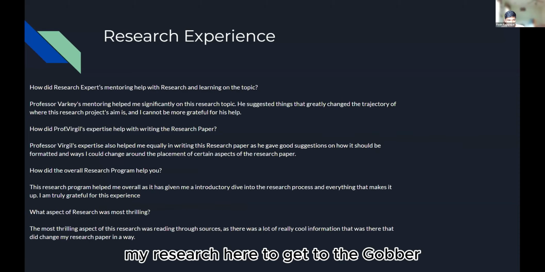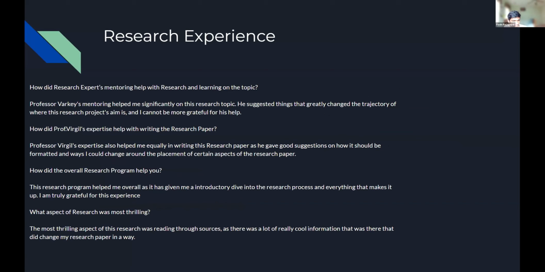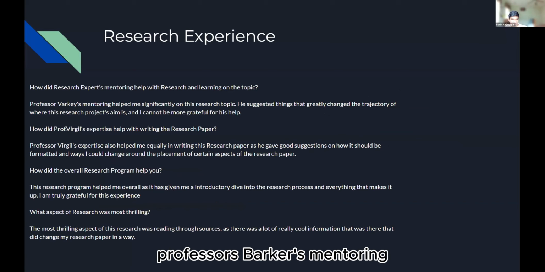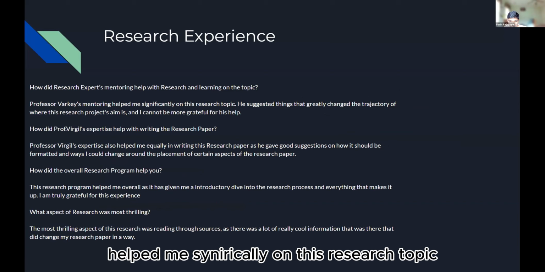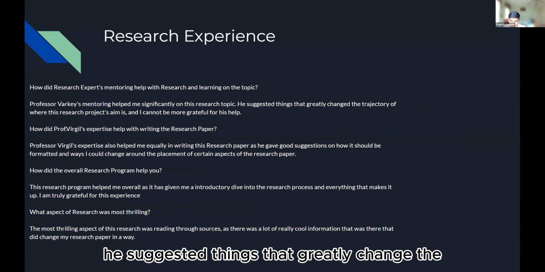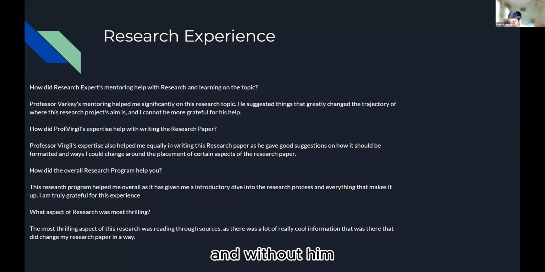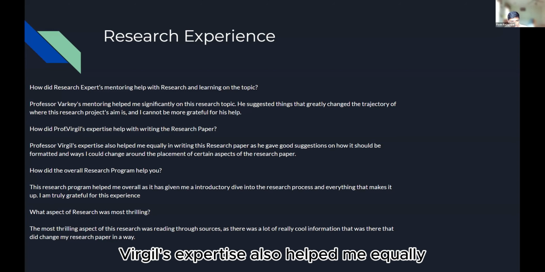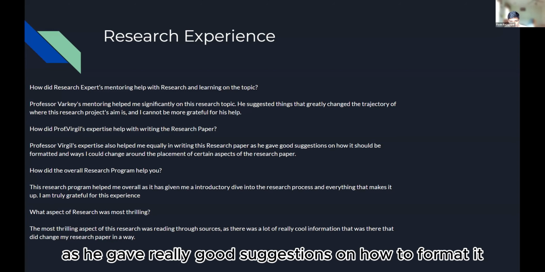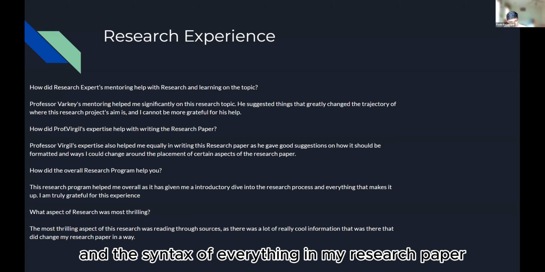And finally, my research experience with GiftedGabber. Professor Varkey's mentoring helped me significantly on this research topic. He suggested things that greatly changed the trajectory of where my research project's aim was. And without him, I don't think I would have been able to produce this level of research. His expertise also helped me equally, as he gave really good suggestions on how to format it and the syntax of everything in my research paper.